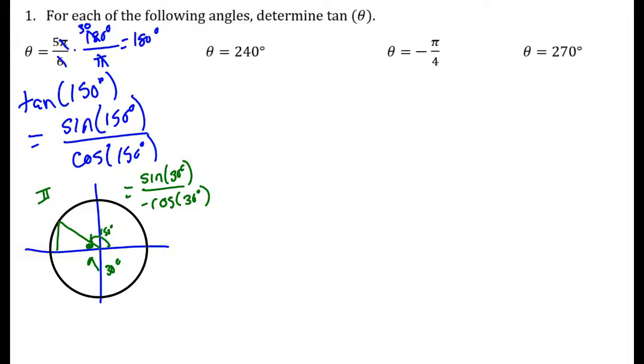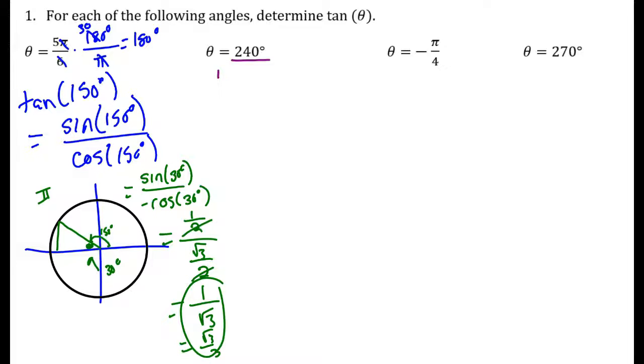cosine of 30. The sine of 30 is 1/2. The cosine of 30 is radical 3 over 2. They're both over 2, so we get 1 over radical 3. That's fine. If you rationalize the denominator, you get radical 3 over 3. Both of those answers are acceptable, though.